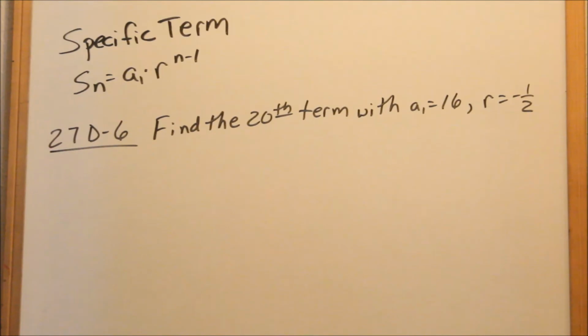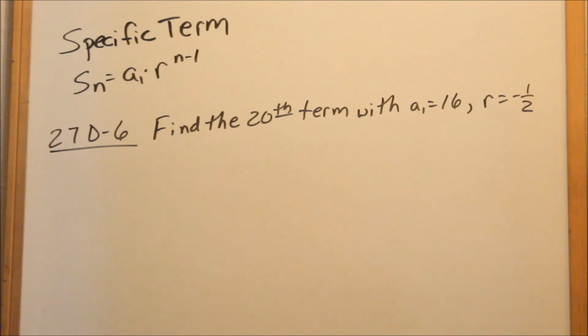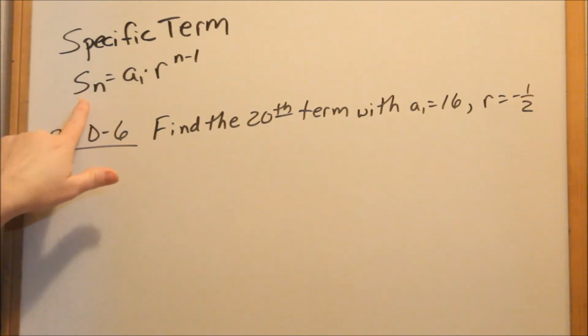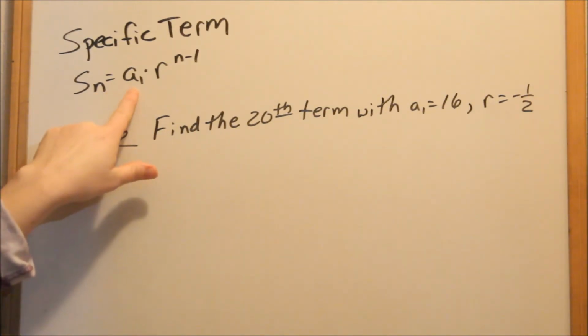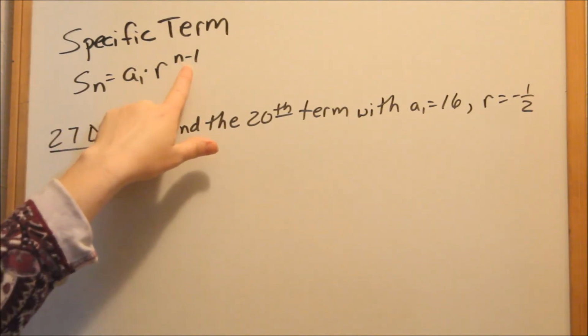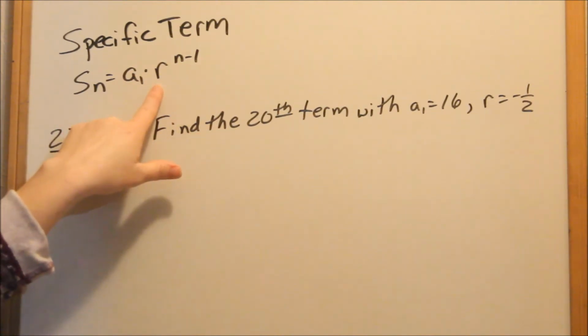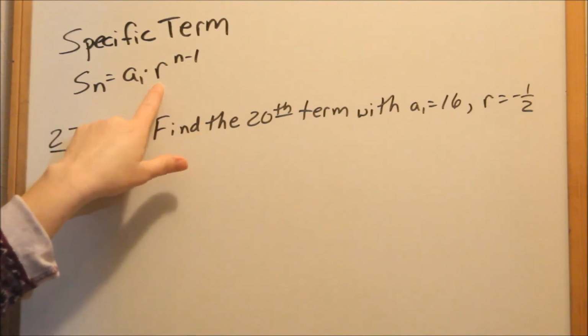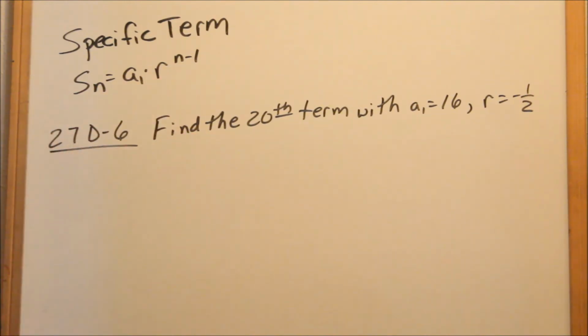Instead of writing out the whole sequence and finding, like, the 20th number down the line, we can find a specific term with this formula. The n will represent which term you're trying to find. So this formula is you take the first term, a sub 1, times r to the n minus 1. The n minus 1 is in the exponent. Again, r is your common ratio or your common factor. n is the term that you're trying to find.